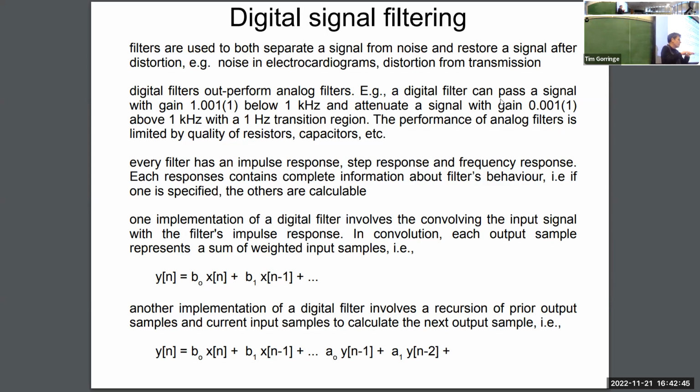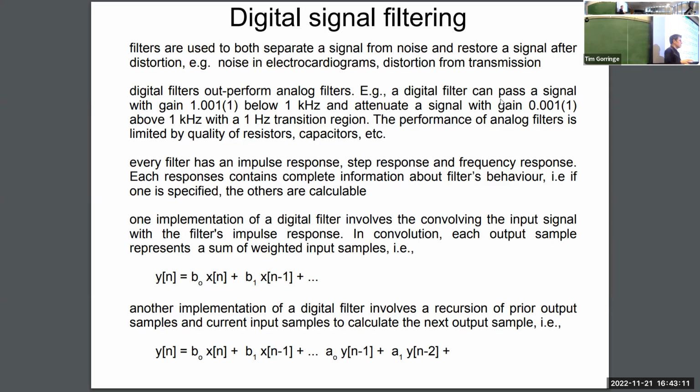And that transition between the gain of 1 and the gain of 0 can occur in just like 1 hertz. So a part in 1,000 of the cutoff frequency. So that's an extraordinarily high quality filter, going from a 1 straight down to a 0 within 1 hertz at 1 kilohertz cutoff frequency.